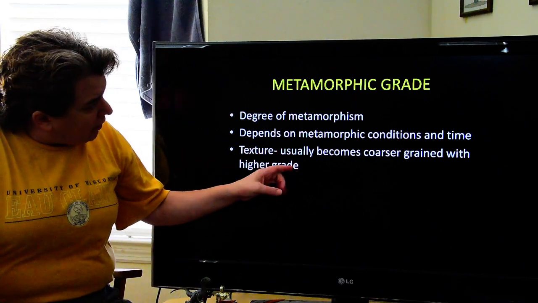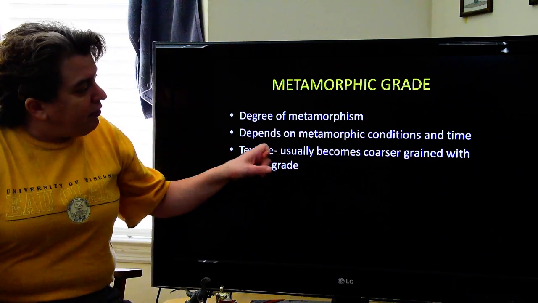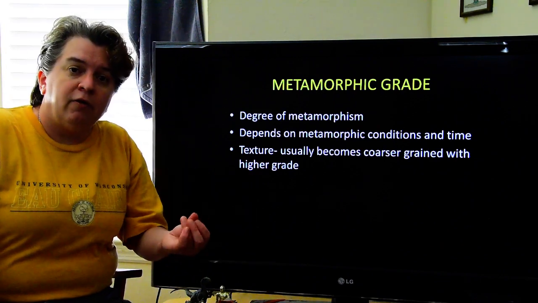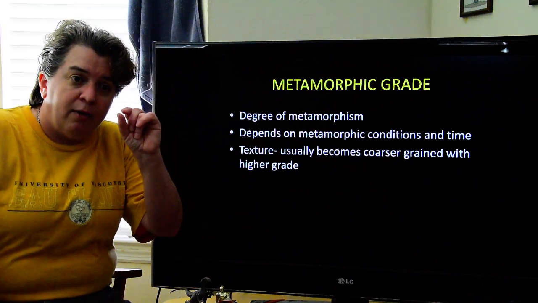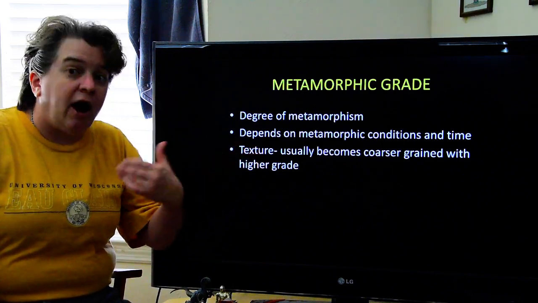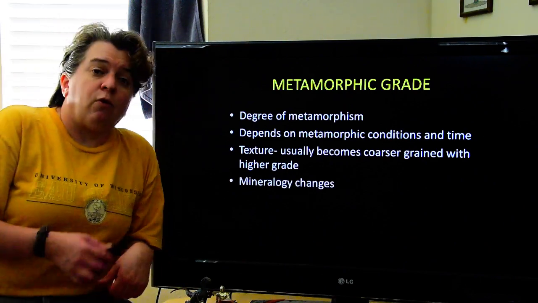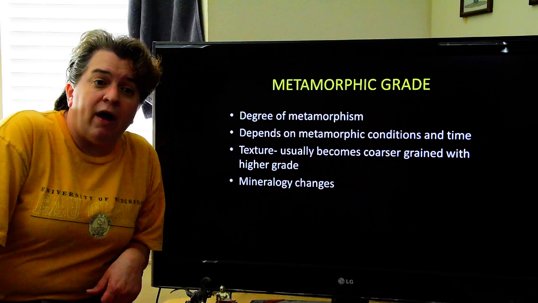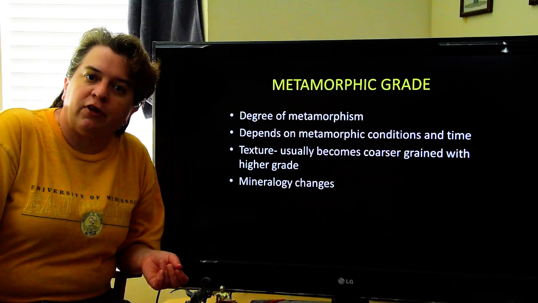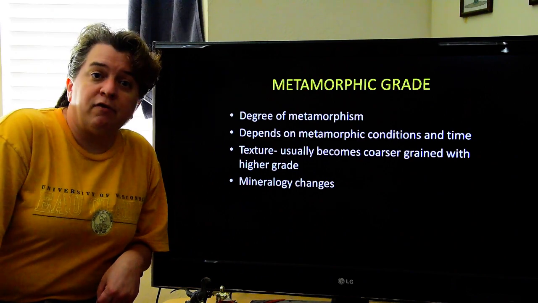Now, what the changes that happen, one is textural. So usually, I said usually because there are some exceptions to this, usually the rock will become coarser grained with higher grade, which means low-grade metamorphic rocks tend to be fine-grained. You're not going to be able to see all the little minerals in there. And higher-grade ones, you're going to have bigger pieces, bigger crystals in there. And of course, the mineralogy changes as well because different minerals are stable at different temperatures and pressures. And in Volume 2, we are going to see how those minerals change.